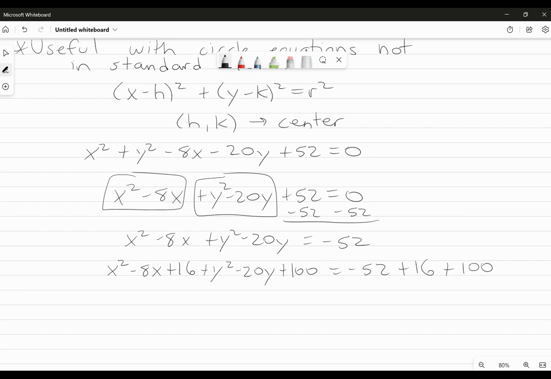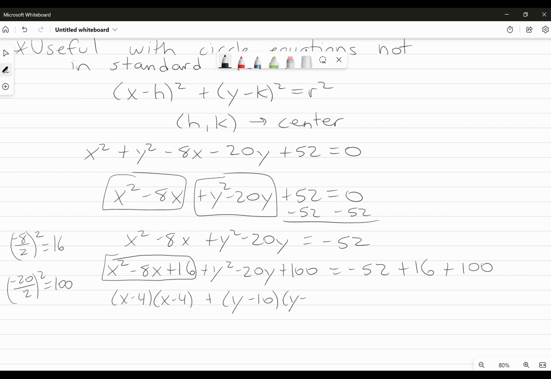So again, what we did was we took the b value, cut it in half, and squared it. We also did the b value with the y part of the equation, and we added those numbers to both sides of the equation. The reason for doing that is because now if I look at this part, I can factor this. What numbers multiply together to give me 16 and add to -8? It's x minus 4 twice. What numbers multiply to 100 and add up to -20? It's y minus 10 twice.